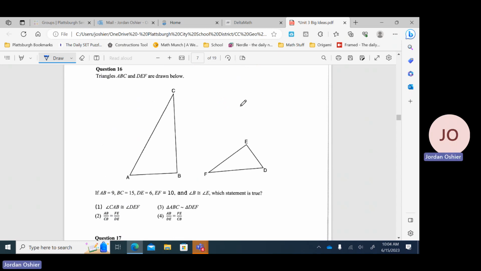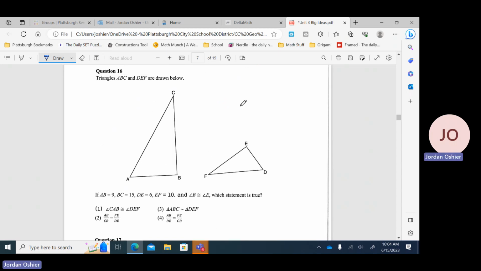Triangle ABC and DEF are drawn below. They gave us some information. So AB is 9, BC is 15, DE is 6, EF is 10, and angle B is congruent to angle E. Which statement is true? So automatically you should be thinking about similar triangles. So my gut is telling me right there. Now I'm just going to check.